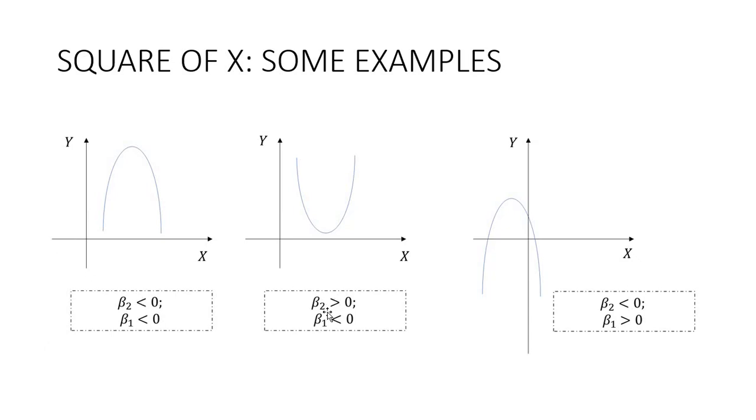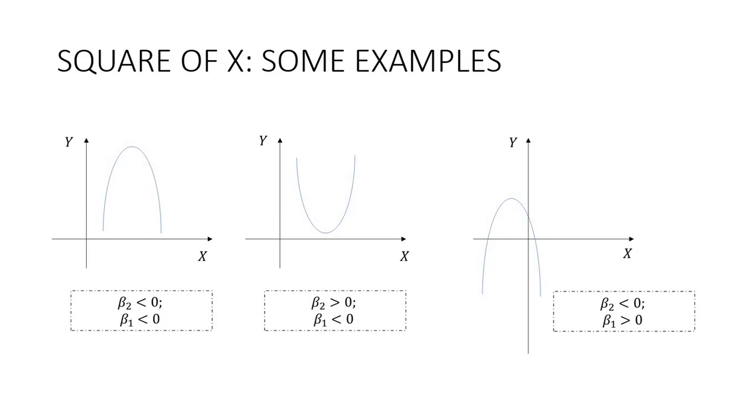If beta 2, the coefficient of the square term, is positive and beta 1 is negative, then it will look in this way, and so on and so forth. So you can see different combinations. I would say that those two are the most common, but of course everything will depend on the model setting, the range of values of the dependent and independent variables, and so on and so forth.